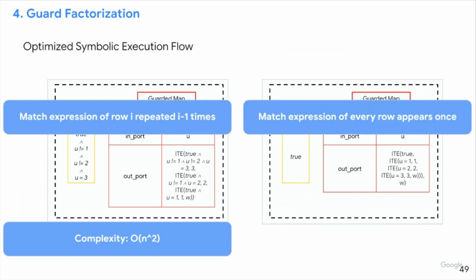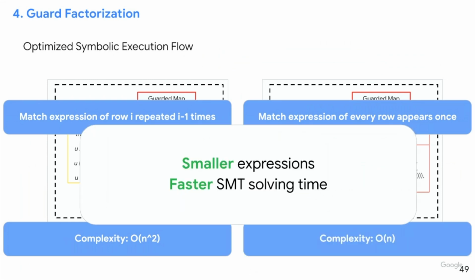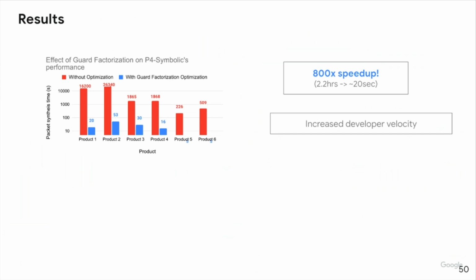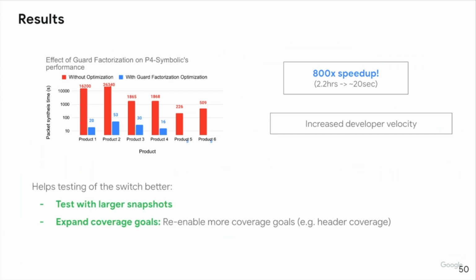This way, we were able to reduce the complexity from O of n squared to O of n, where n is the number of entries. And this led to smaller expressions and thereby faster SMT solving time. We noticed that when we ran this on many of our products, it led to an 800x speedup, which is crazy high. And this also increased developer velocity. We were able to test a switch with a larger snapshot and also expand our coverage goals, as you can see.